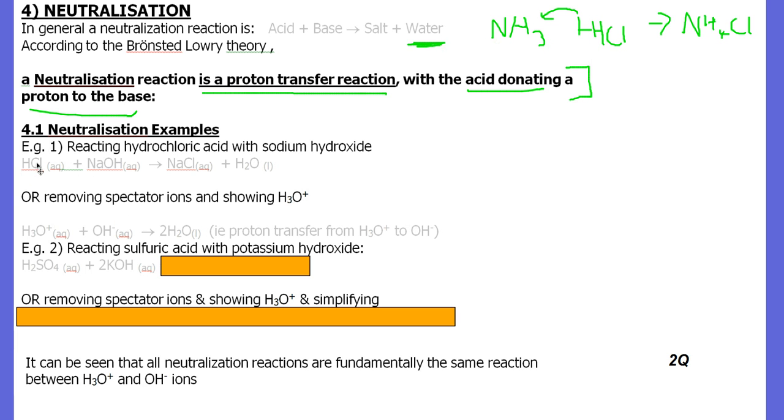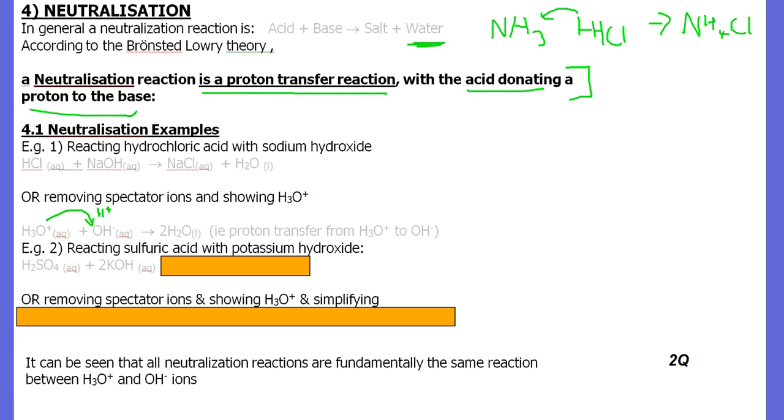So basically all this reaction is, when you think about what's really going on, when you remove the spectator ions, all that's really happening is the H3O+, which came from the acid, is just donating a proton to the hydroxide ion which came from the base to turn back to water again. So there's no salt in this situation, there's no acid plus base goes to salt plus water when you look at what's really going on, but you do have a proton transfer from the acid to the base.